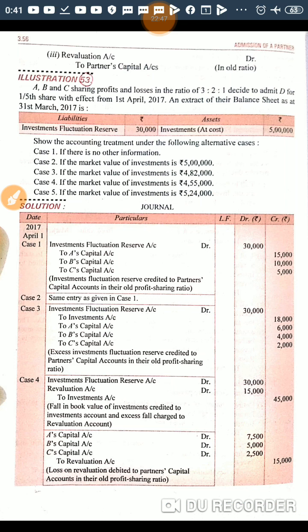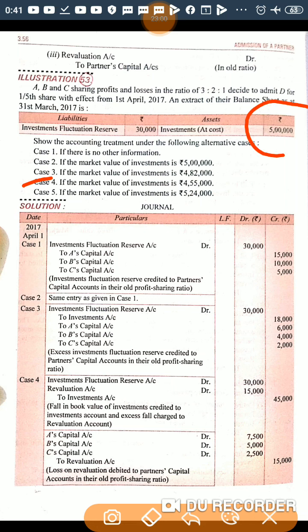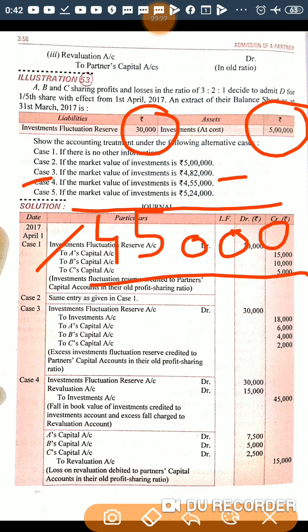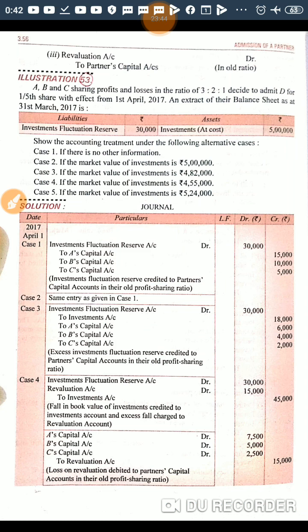Another case, I'm taking case number 4: if the market value of investment is 4,55,000. Now check, book value is 5 lakh and the market price becomes 4,55,000. So there is a fluctuation of 45,000, which is a negative one. To set off this fluctuation, we have only 30,000 reserve. It means we will have an actual loss of 15,000, right? So distributing among the old partners is out of question. Even so, we have a loss, and that loss will be borne by the old partners in their old ratio.